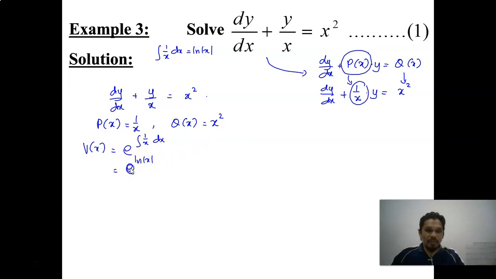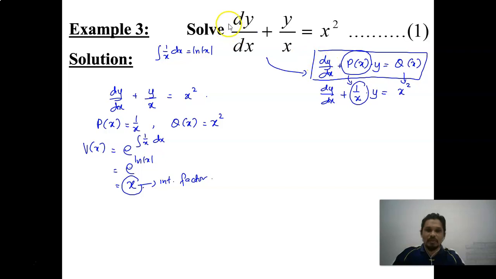Between these two, e to the power of natural log cancel each other, and it comes up with the term x. So x is the integrating factor that we're going to multiply with this one here now. Okay, class, refer this with what we call the general equation of this. It's exactly the same because there is no variable of x and or y here.